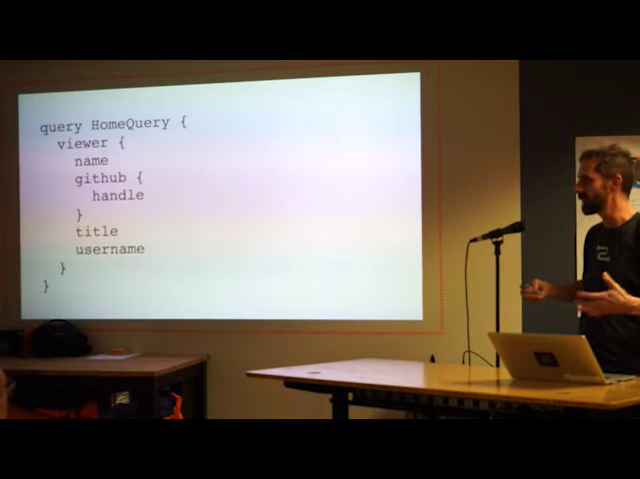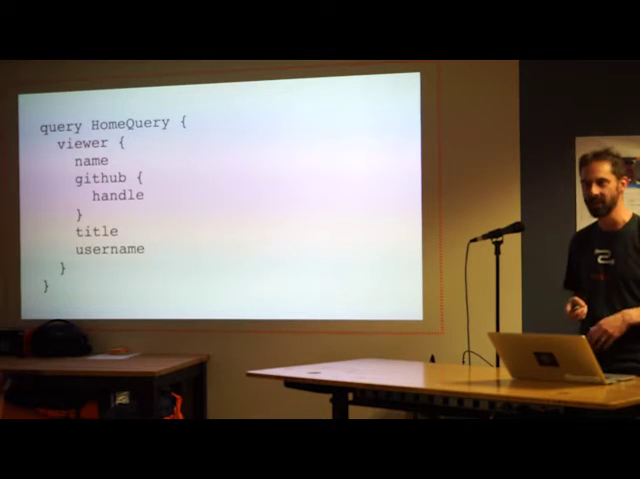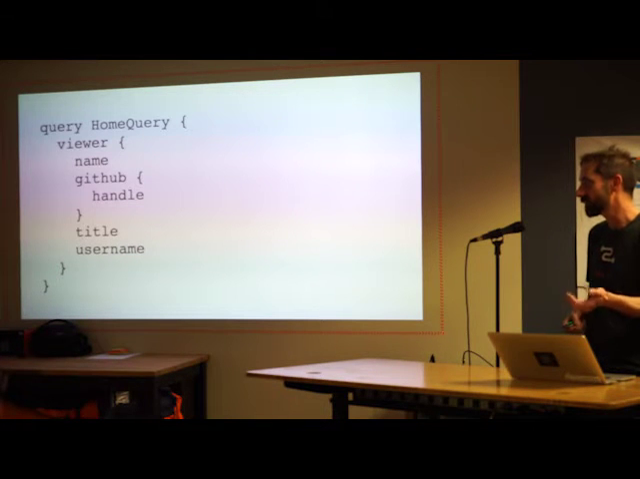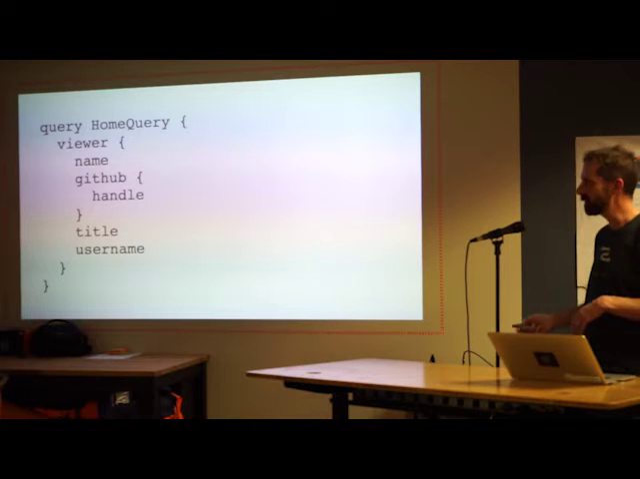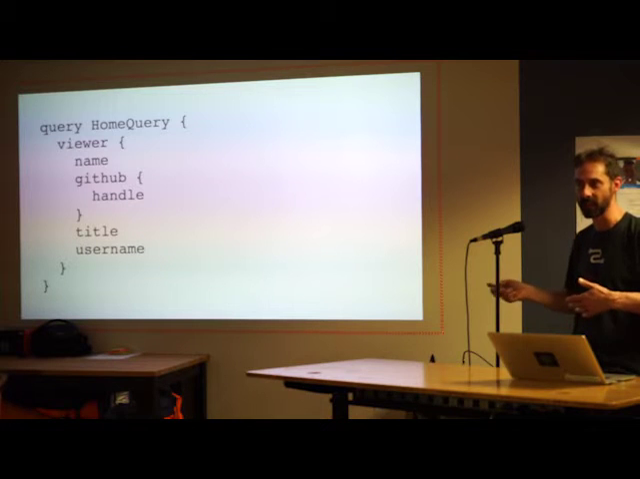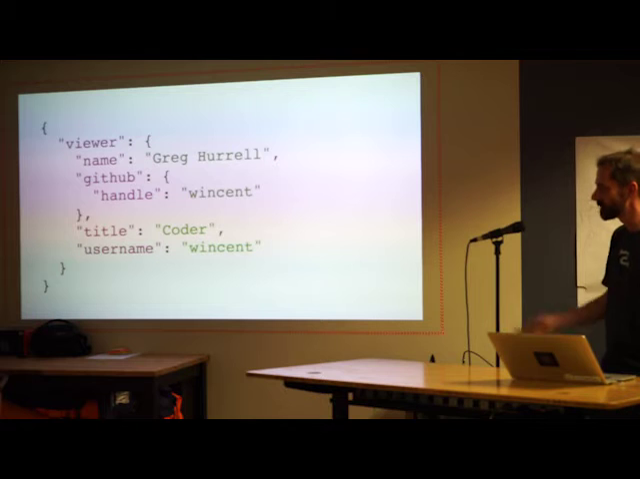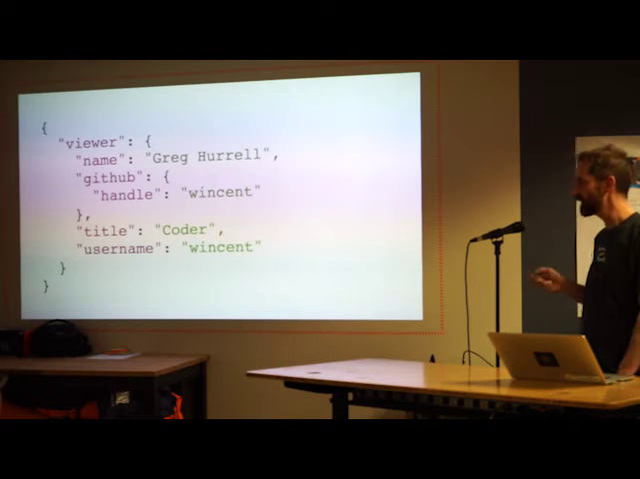Inside the viewer, there's a set of things that the viewer can see or have access to, such as their name. We can look at their GitHub account details and get the handle on GitHub. Or we could ask what their title is or their username. So when we send this to a GraphQL server, we get a response back that has pretty much the same shape. Here's an example with some of my information. There's my GitHub handle, my name, my job title. And you notice that they match because they're the same shape.